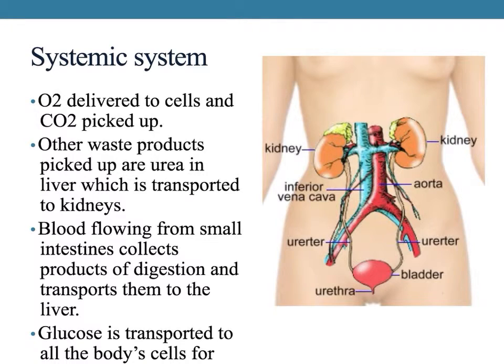In the systemic system, you've got oxygen being delivered to cells and carbon dioxide being picked up. Other waste products that are picked up are urea in the liver, which is transported to the kidneys. You've got blood flowing from your small intestines that collects the products of digestion and transports them to the liver. And glucose is transported to all of the body cells for cellular respiration.